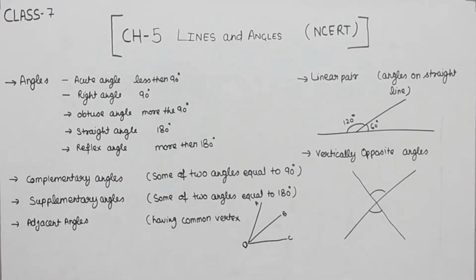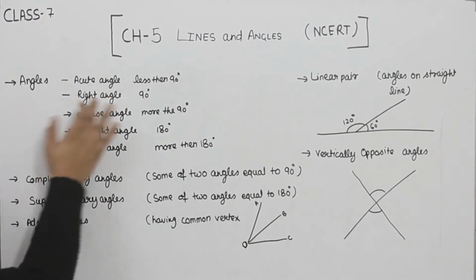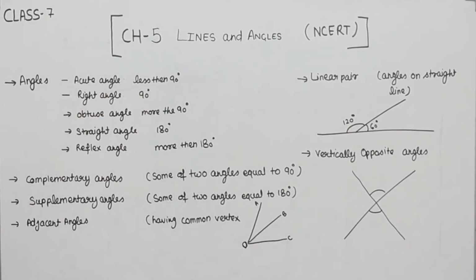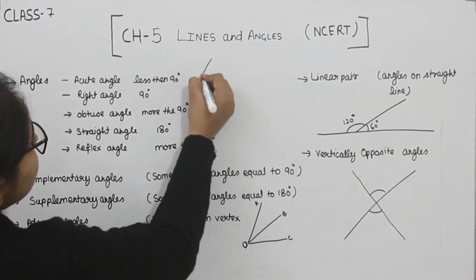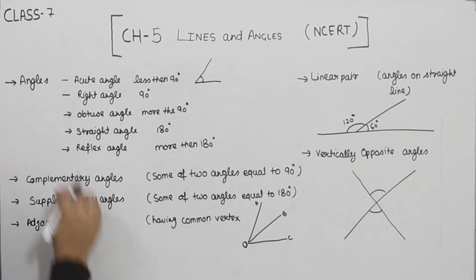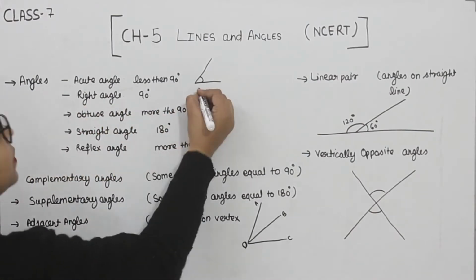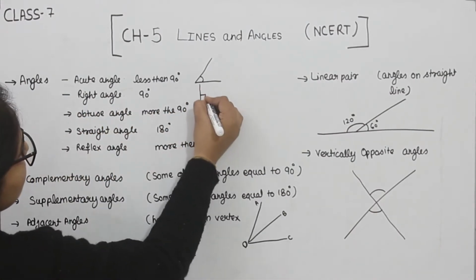First, we know that there are types of angles. Start with the acute angle. Acute angle is less than 90 degrees. This one is the acute angle. Now comes the right angle. We know that this one is 90 degrees. This is the right angle.